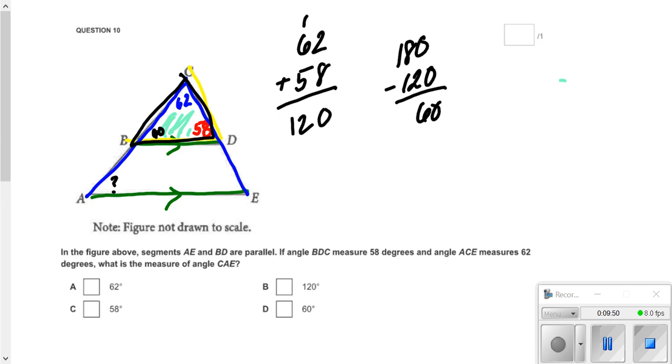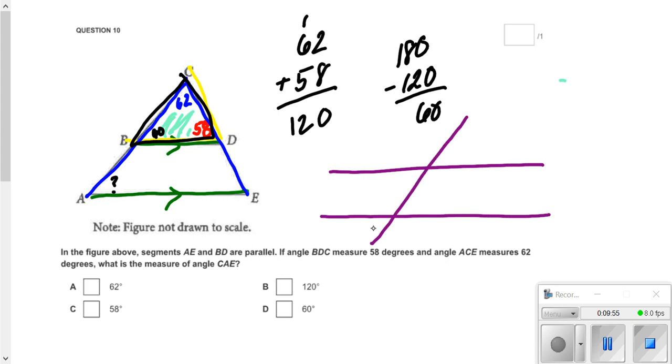Then something else that you might know either from geometry class or maybe from middle school is that if I have parallel lines, then these two angles have to have the same measurement. And that's present in our picture right here.